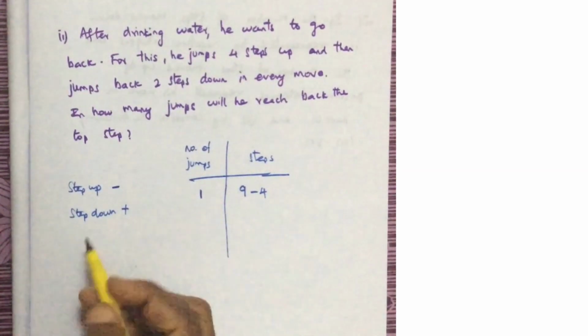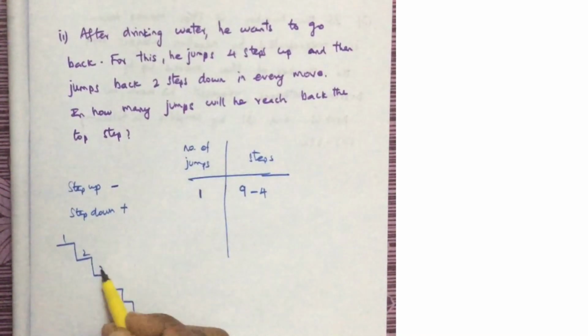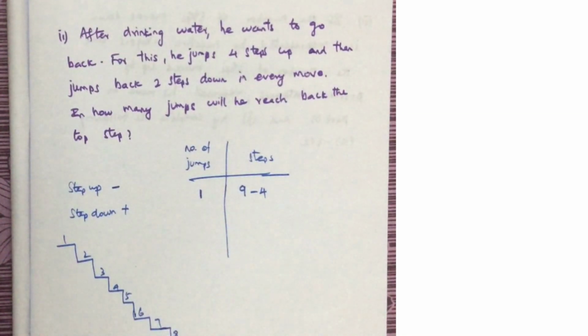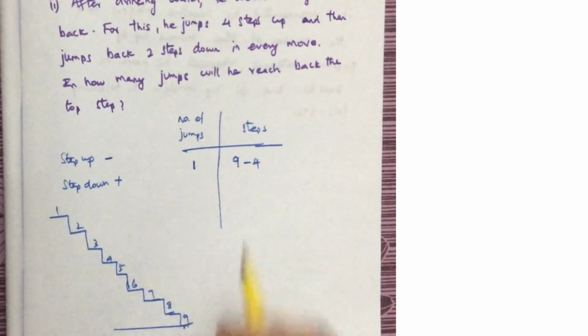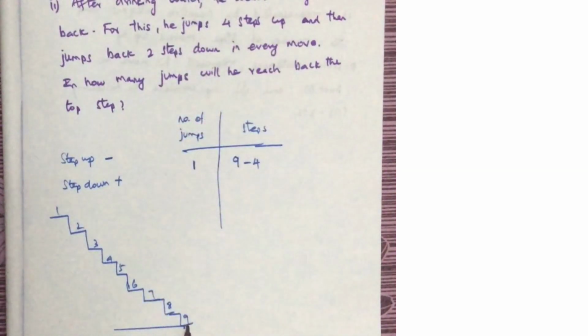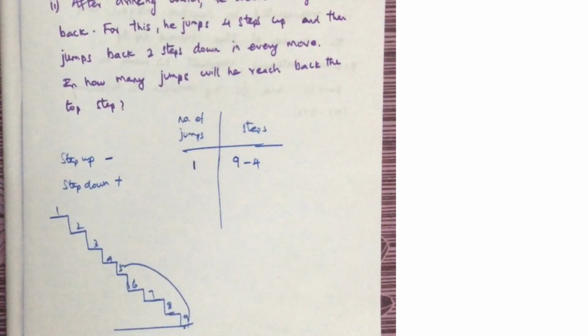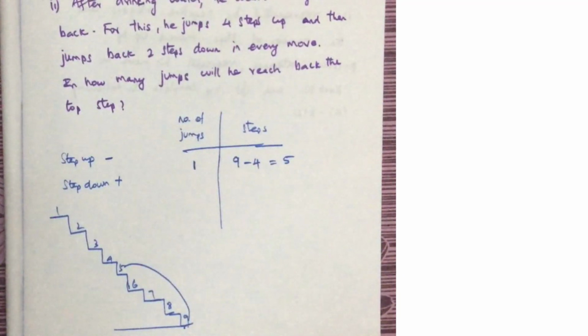From the 9th step, it is going 1, 2, 3, 4, 5, 6, 7, 8, 9. Okay. From the 9th step, he jumps 4 steps up. So here 1, 2, 3, 4, from here to here. Whenever step up, you have to subtract, and step down, you have to add. This is what we did in the first case also. The same thing you have to follow. So 9 minus 4 is equal to 5. That is the first jump.